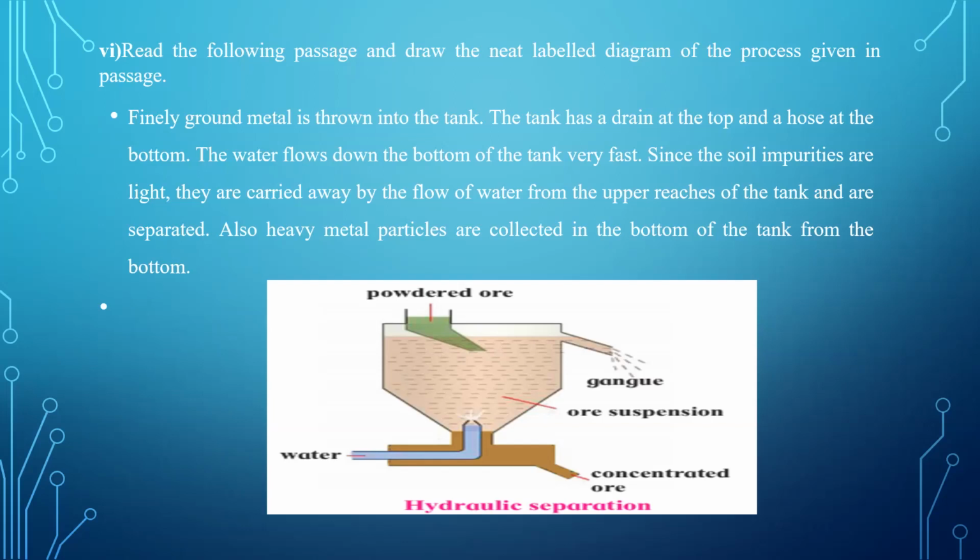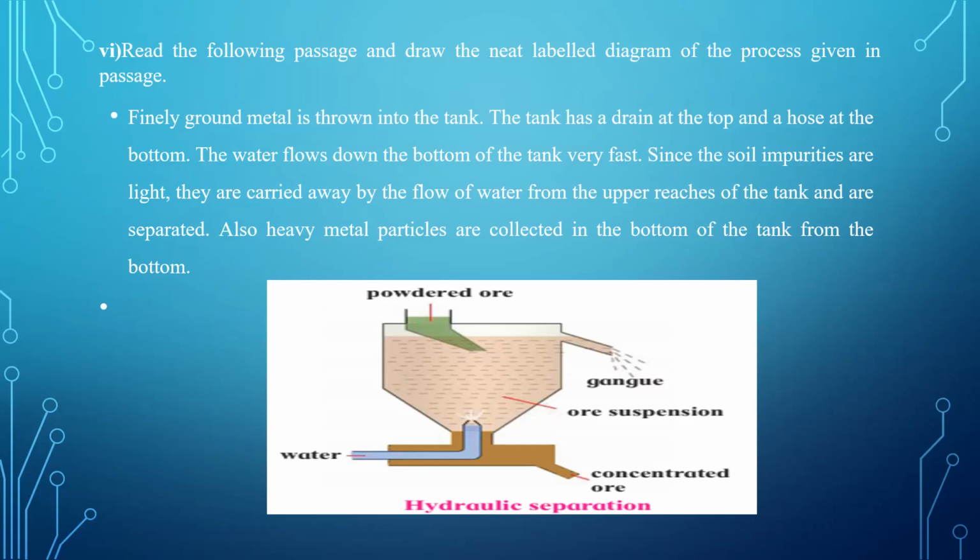Finely ground metal is thrown into the tank. The tank has a drain at the top and a hose at the bottom. The water flows down to the bottom of the tank very fast. Since the soil impurities are light, they are carried away by the flow of water from the upper reaches of the tank and are separated. Also, heavy metal particles are collected at the bottom of the tank.